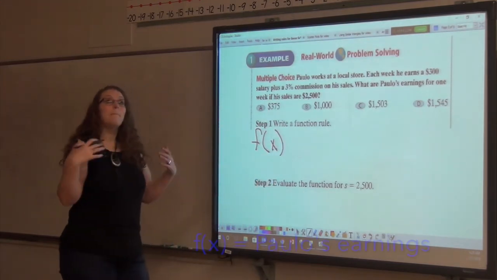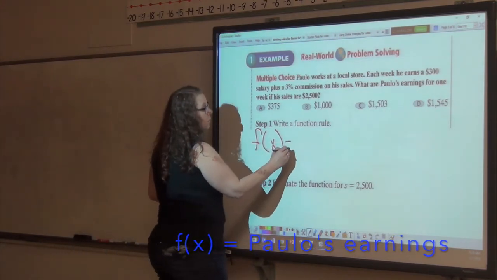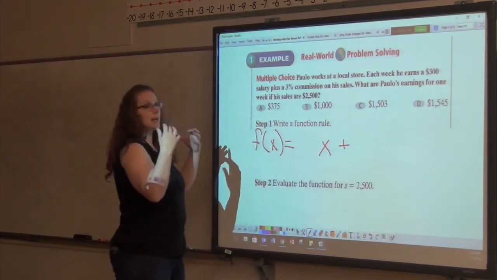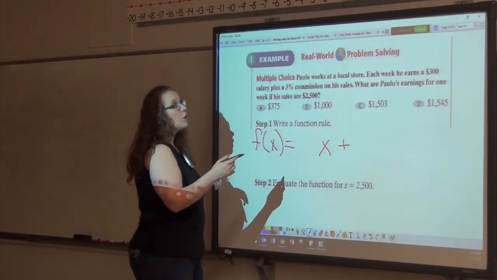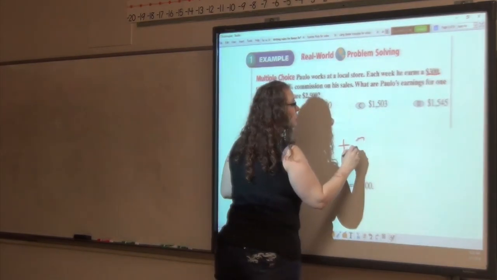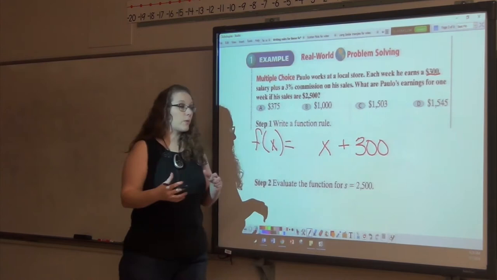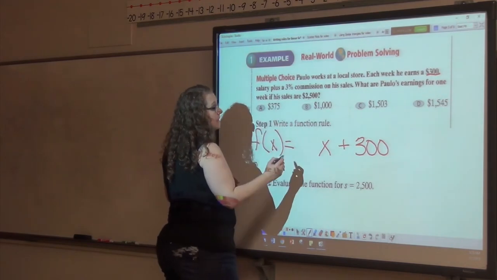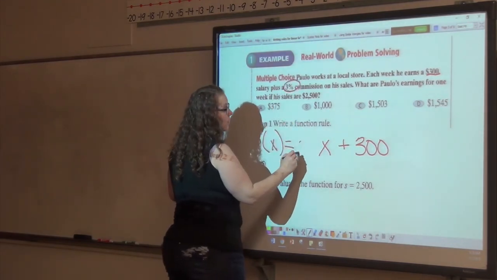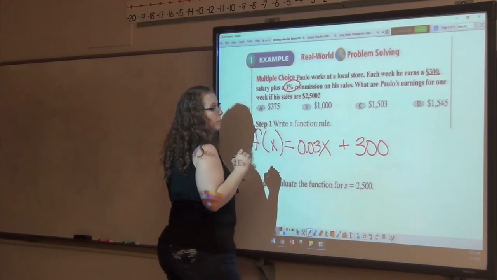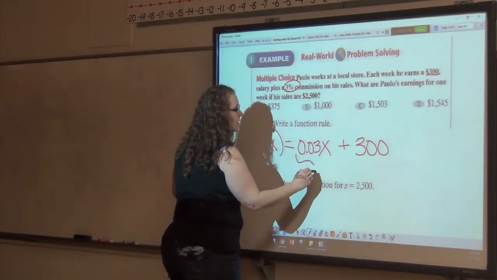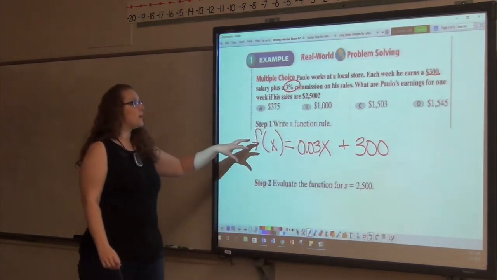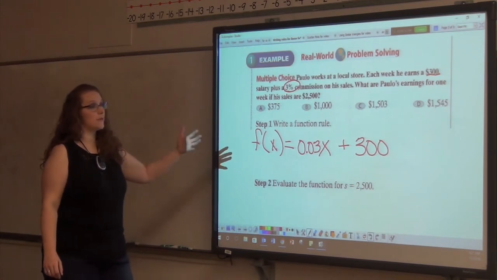F of x, or Paulo's salary, equals something times x plus something, right? Because he had his salary and then he had a commission. So his plus something is going to be this $300. It's never going to change. He is always going to get $300. So we just add that to his commission. His commission is 3%. So we write 3% as a decimal, 0.03 times x. This right here is his commission. So it's his commission plus his salary equals his earnings for the week.